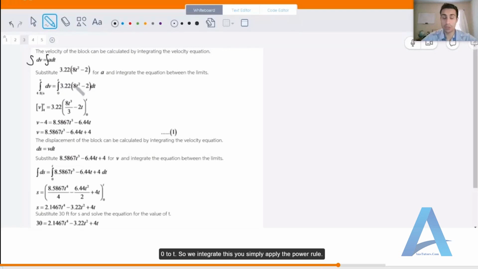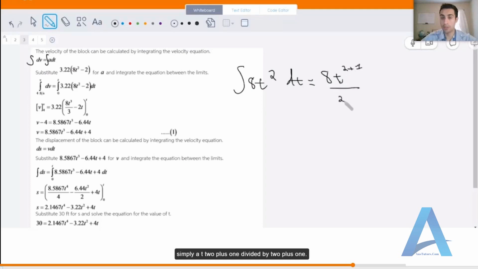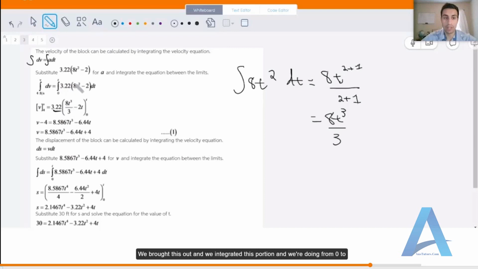We integrate this by simply applying the power rule. For example, 8t squared: the integral with respect to dt is 8t to the power of 2 plus 1, divided by 2 plus 1, which equals 8t cubed over 3. And that's how we get this. Then you do the same for negative 2. The integral of negative 2 is negative 2t. Then this is a constant, so we can just bring it out, and that's what's being done here. We integrated this portion from 0 to t.